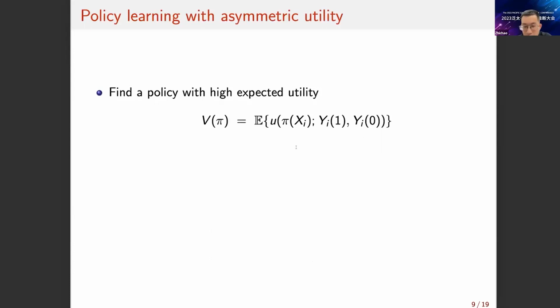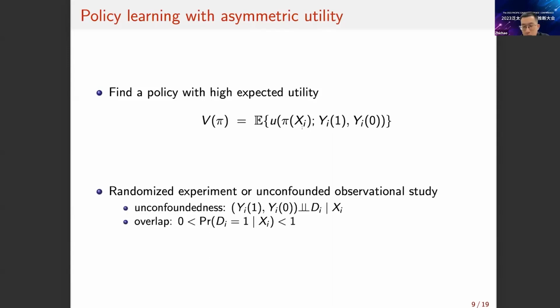So we propose a new framework for learning the optimal policy under this new utility function. We focus on randomized experiments or unconfounded observational studies in which these two standard assumptions hold. The unconfoundedness assumption assumes the decision is independent of the potential outcomes given the observed covariates. And the overlap assumption assumes the decision in the data is stochastic, so each unit has non-zero probability to receive the treatment and control.